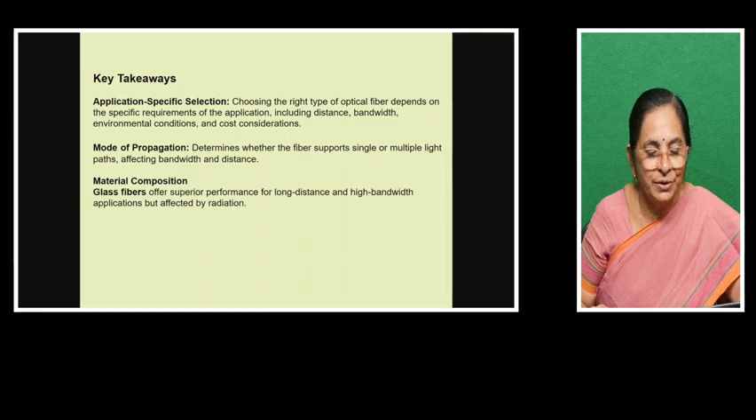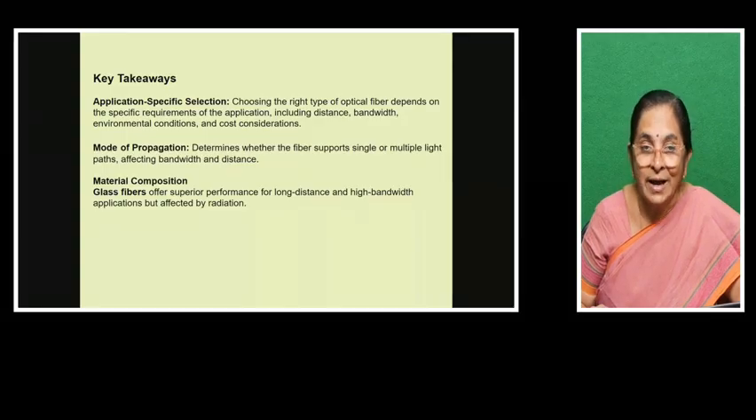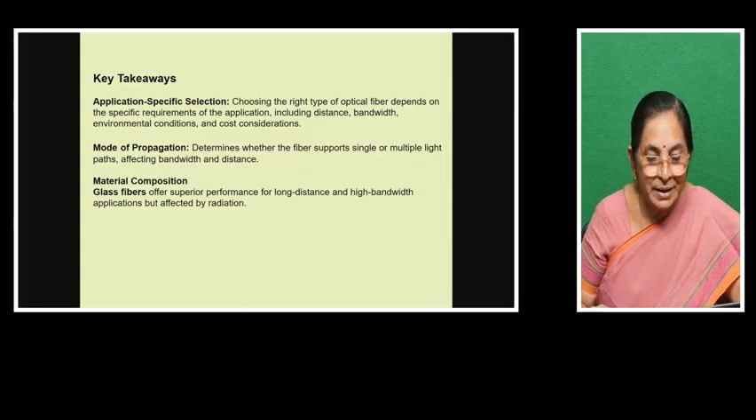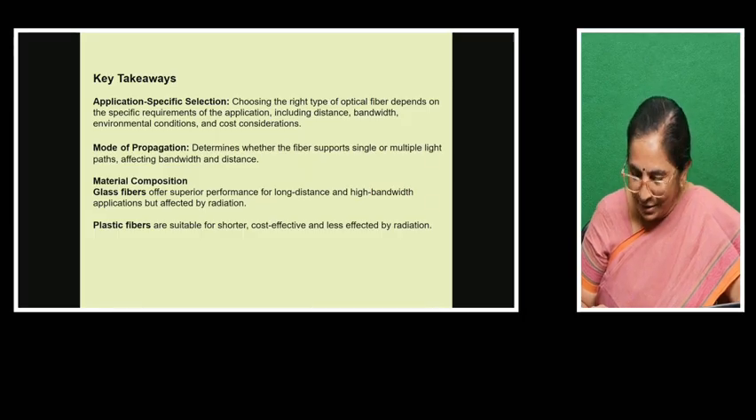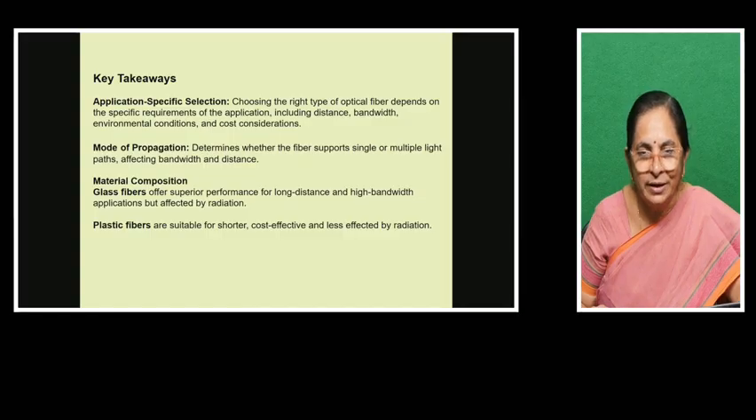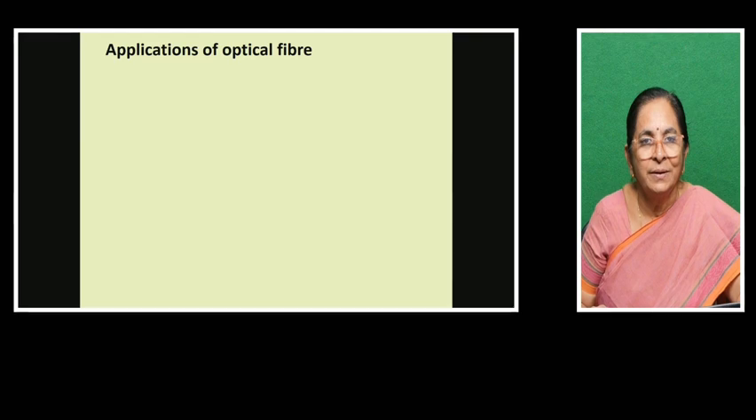And then material composition also. Glass fibers give superior performance for long distances and high bandwidth applications, but are affected by radiation. So if you want to protect them from radiation also, you have to go for special designs, and the fiber is made in such a way that it can withstand the radiation effects. Plastic fibers are suitable for shorter distances, cost effective and less affected by radiation.